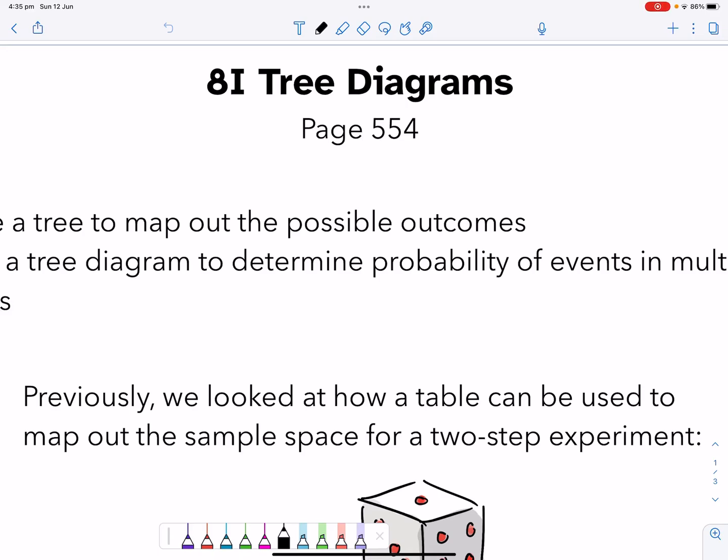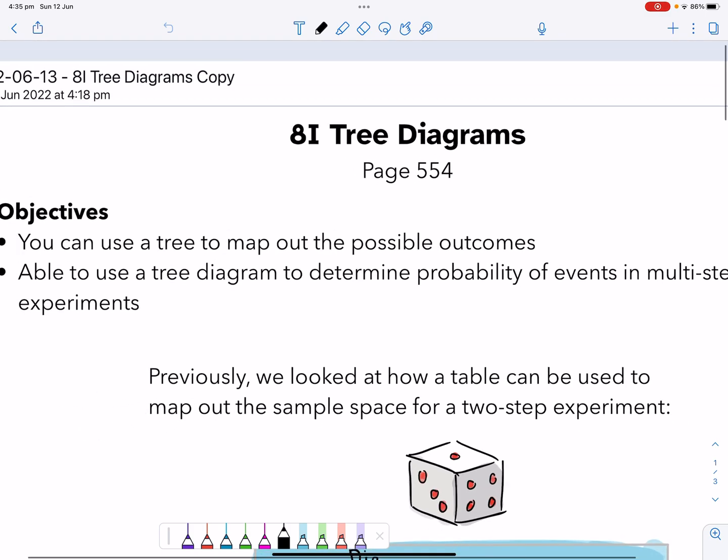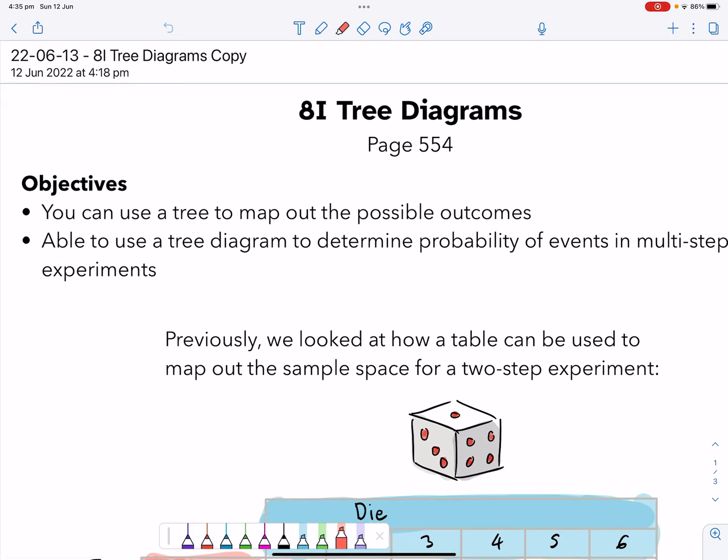Hello students, so today we're looking at chapter 8I on tree diagrams. This is an alternative to using the tables to map out a sample space of a multi-event experiment or test or survey, whatever it is. So just to go over the words here, we can use a tree to map out the possible outcomes, the sample space.